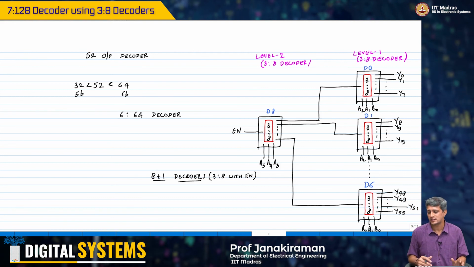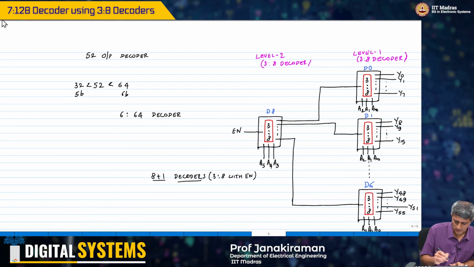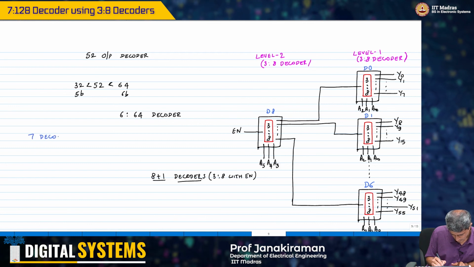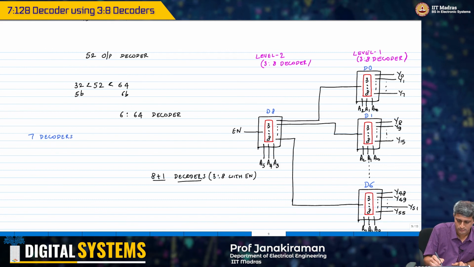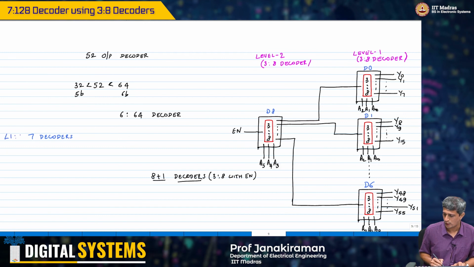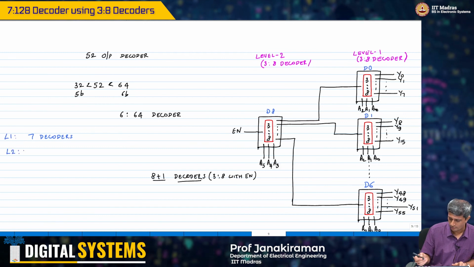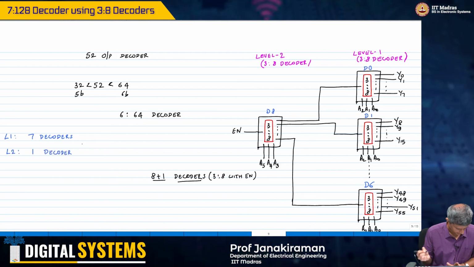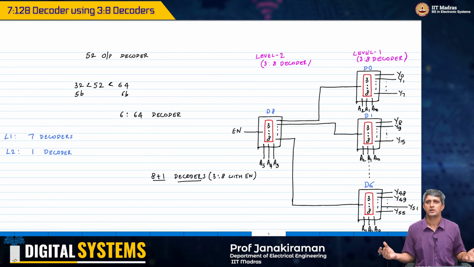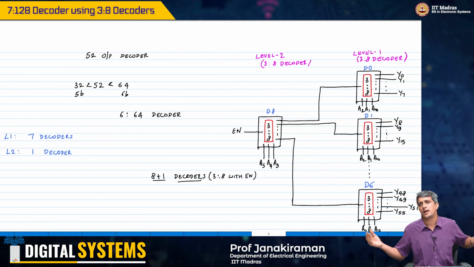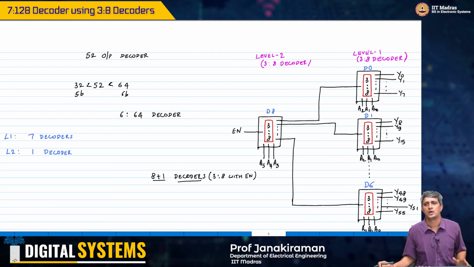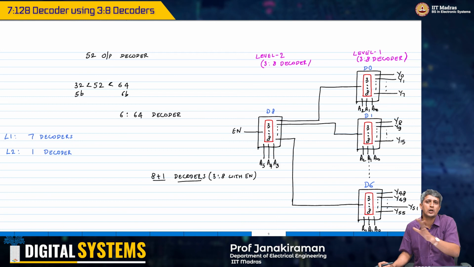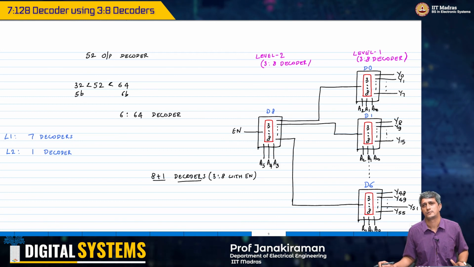So, all I will do is use 7 decoders in my level 1, L1. L2 obviously is 1 3:8 decoder, and I am just going to leave out the other combinations, and I will get a 6:52 decoder if I need it.